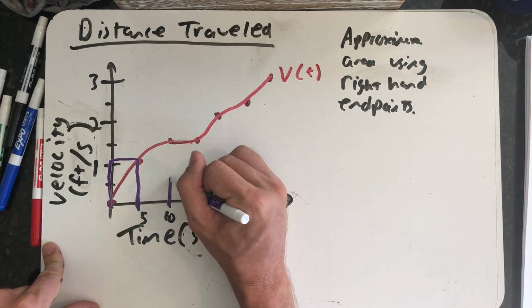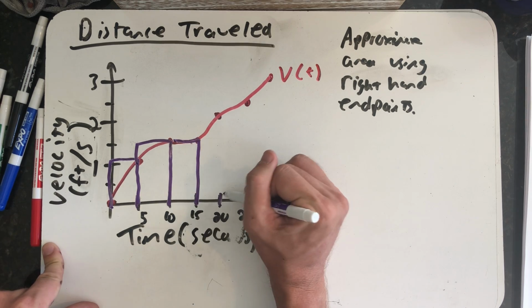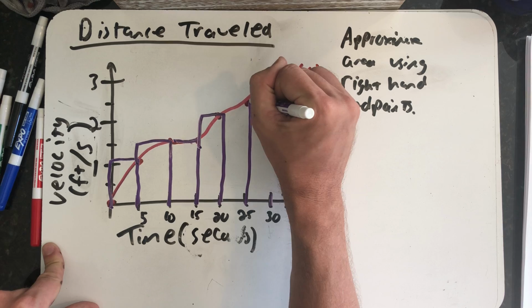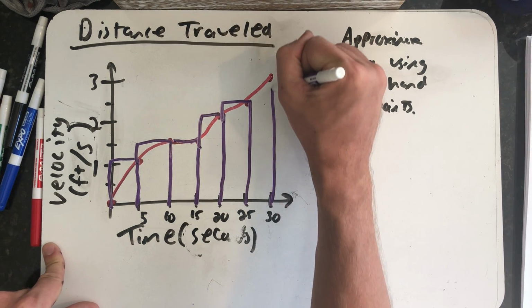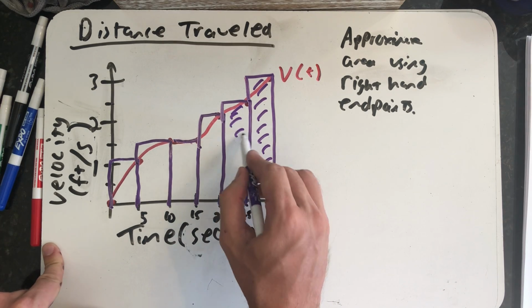And I know what you're thinking. This question, we were talking about distance traveled to start the video. And then I started finding an area, and that seems super weird. Well, let's find the area, and then maybe we'll figure out that there's a connection to distance.